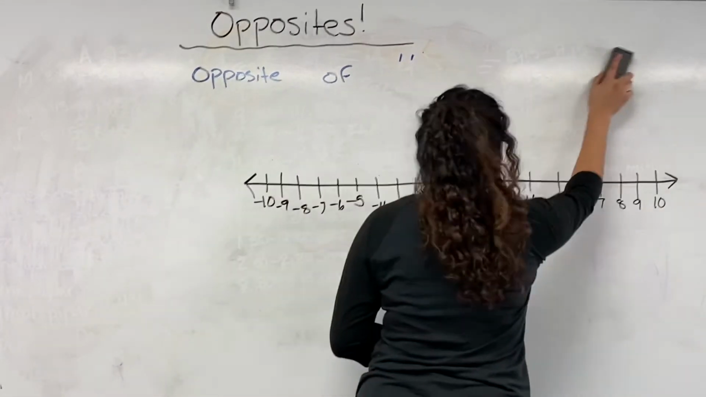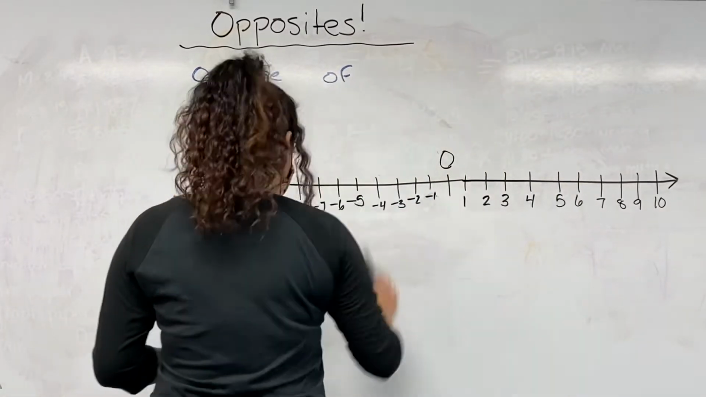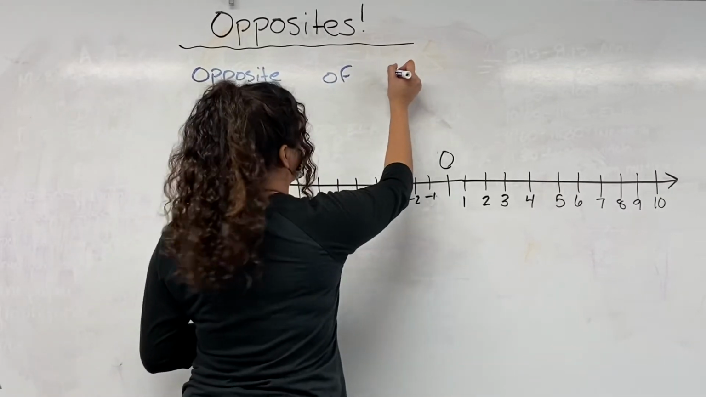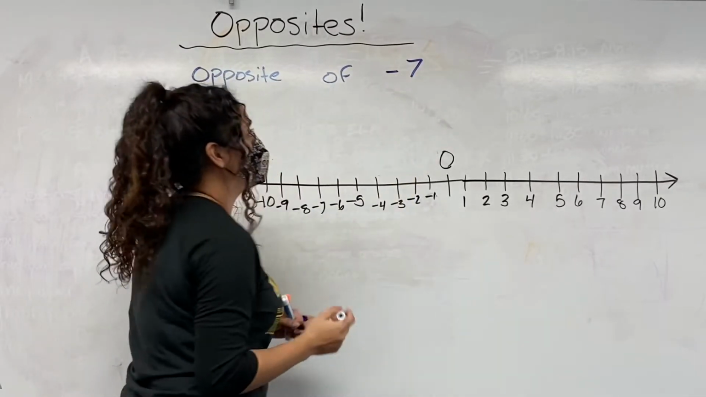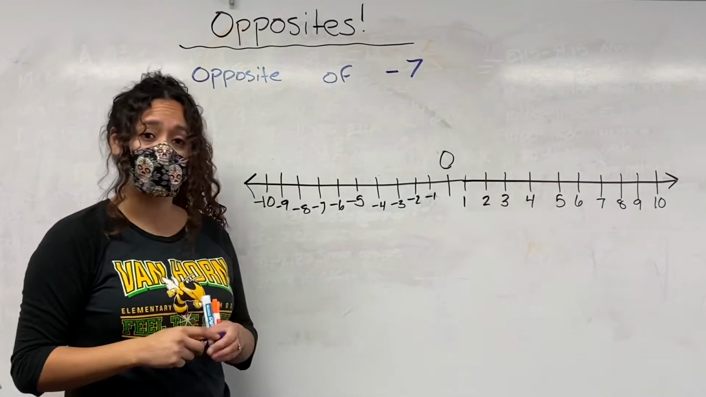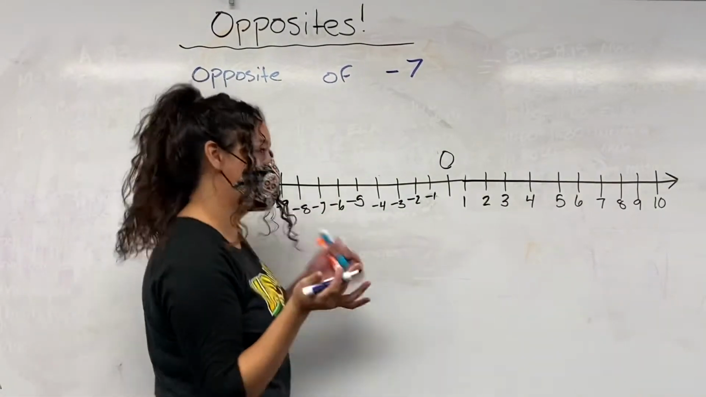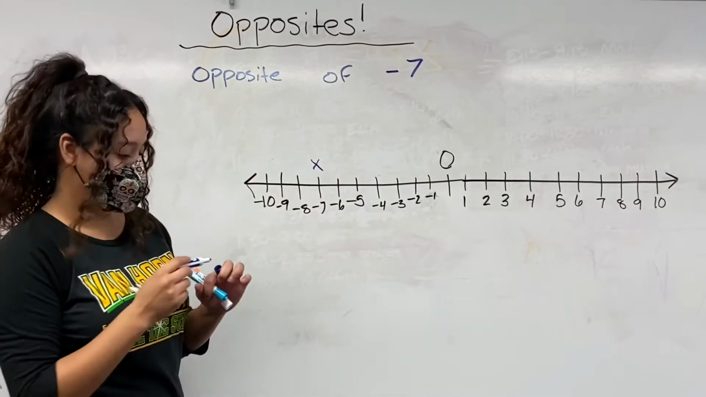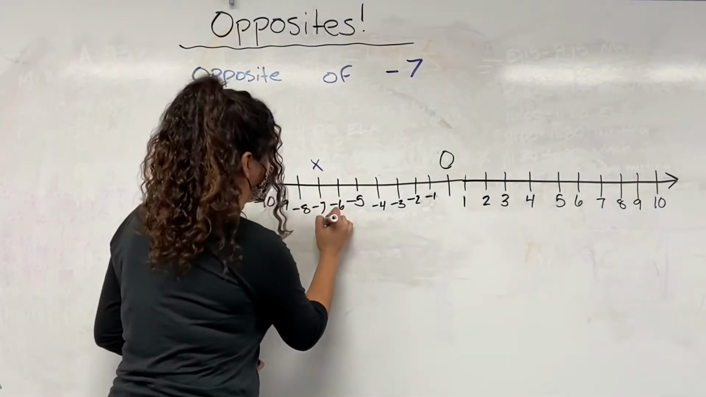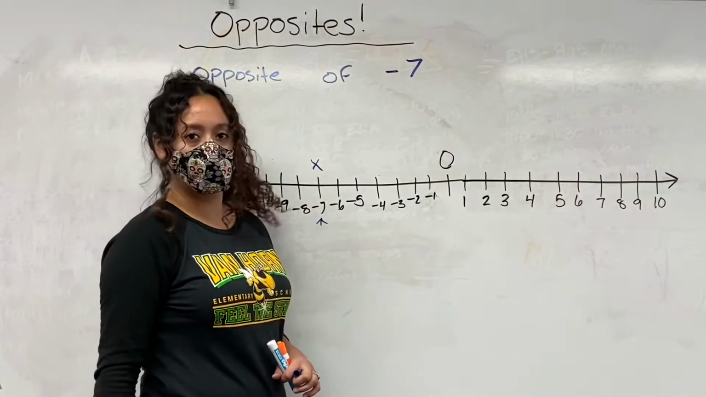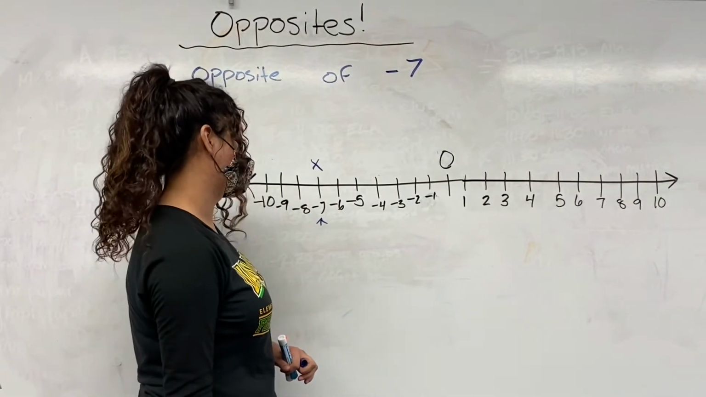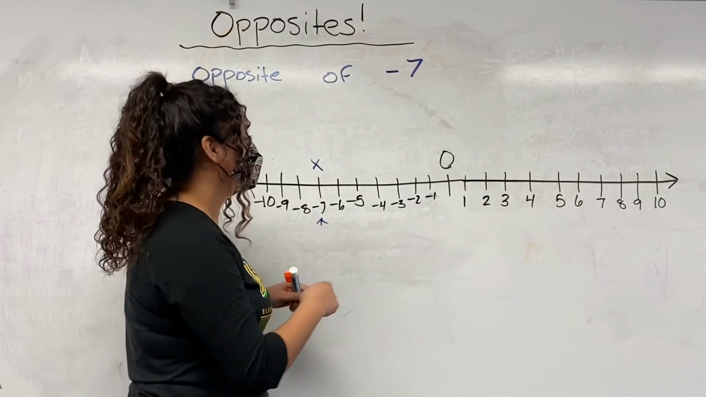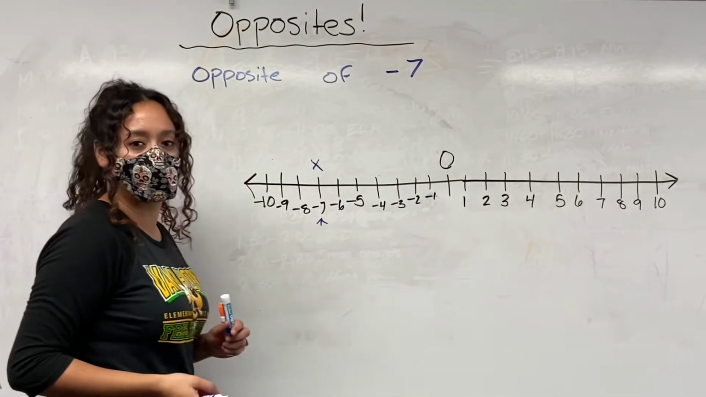Okay, so now let's start with a negative. We need to find the opposite of -7. So what do I do first? I have to mark it on my number line. Where on earth is -7? It's right here. How do you know it's right there? Because it says it right here. Well, it's also 7 to the left of 0, so that's how we can count. Yes, love it. Anything to the left of 0 will always be negative. Always.